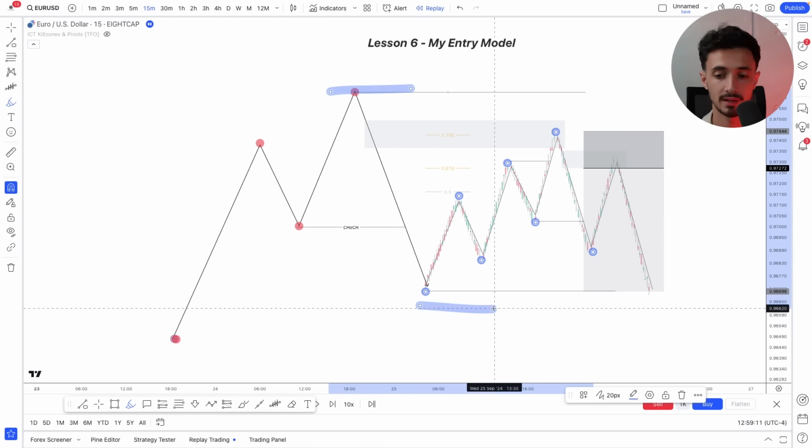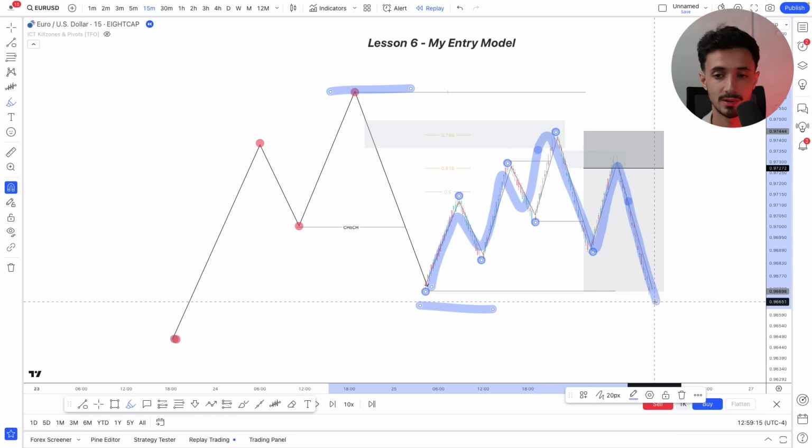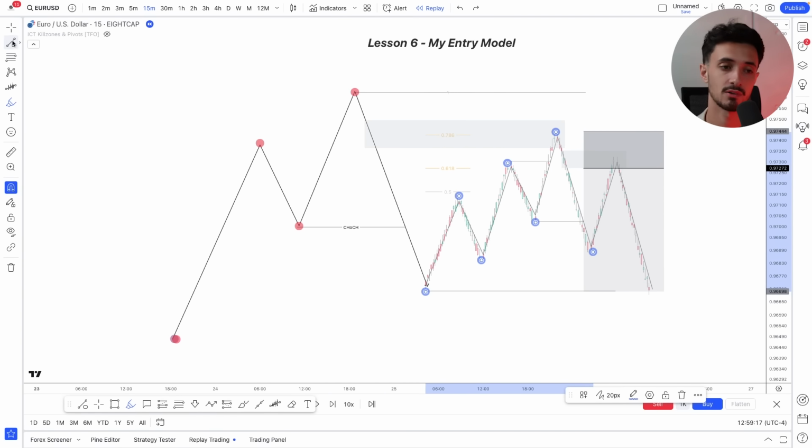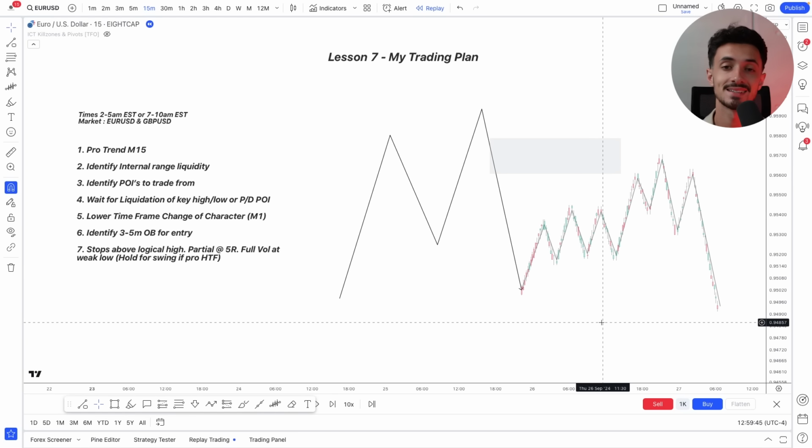We are bearish on the 15-minute. We wait for a pullback. 1 minute time frame shift, pullback, continuation. Very, very simple. Now, there are some more important things like context, and that's what we're going to get into in lesson 7 with my trading plan. Okay, lesson 7.